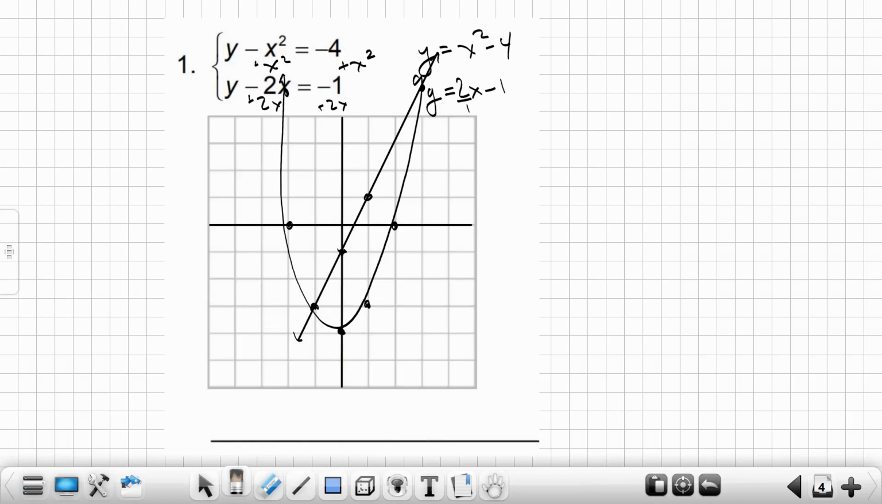How many times does this line cross the parabola? Twice. What are my 2 points that it crosses at? -1, -3. -1, -3 is one solution. What's the other solution? 3, 8. Sure. No. 3, 5? 2, 3, 4, 5. I was counting from the bottom. It's 8.